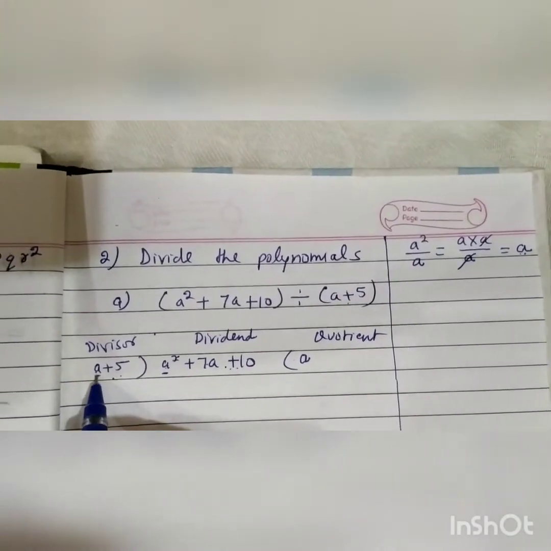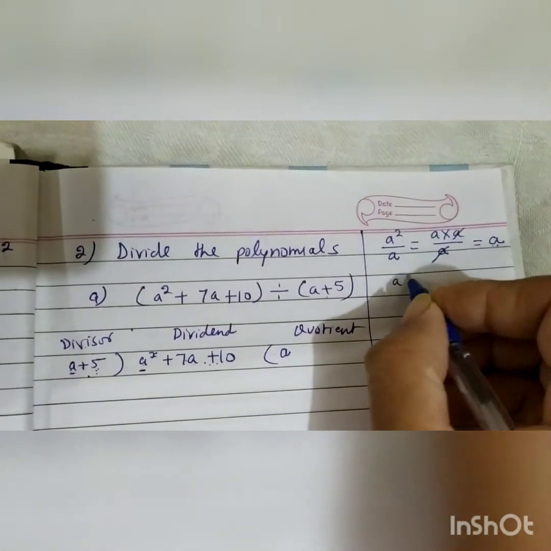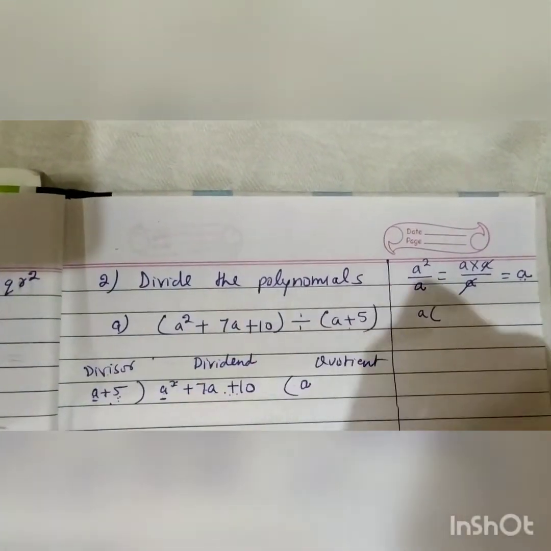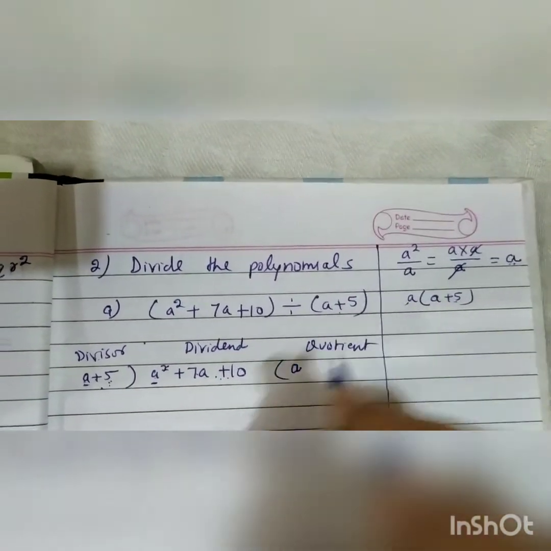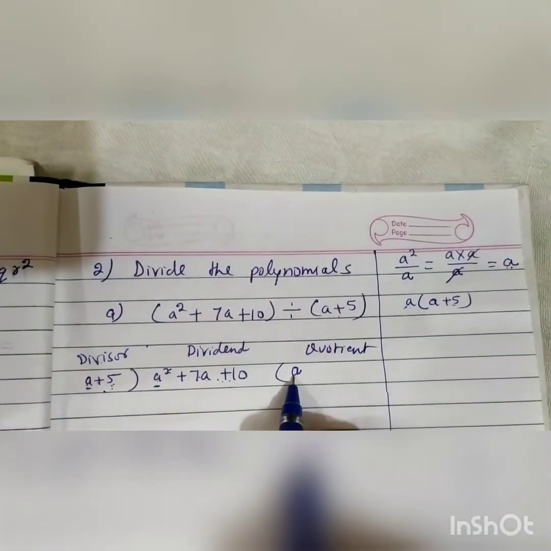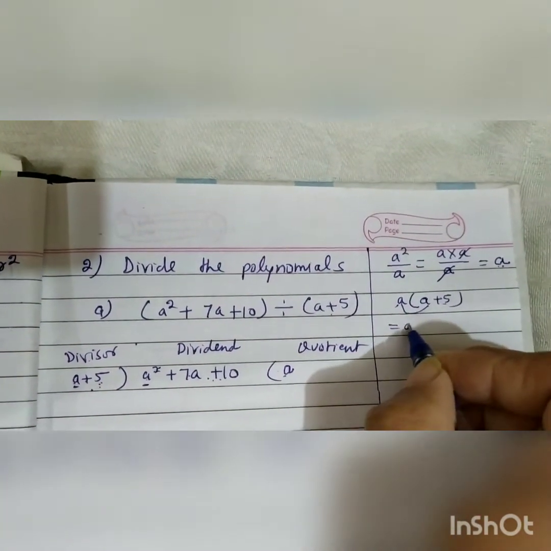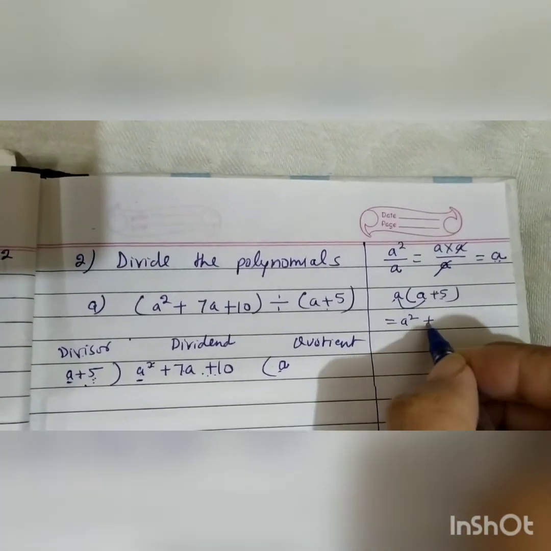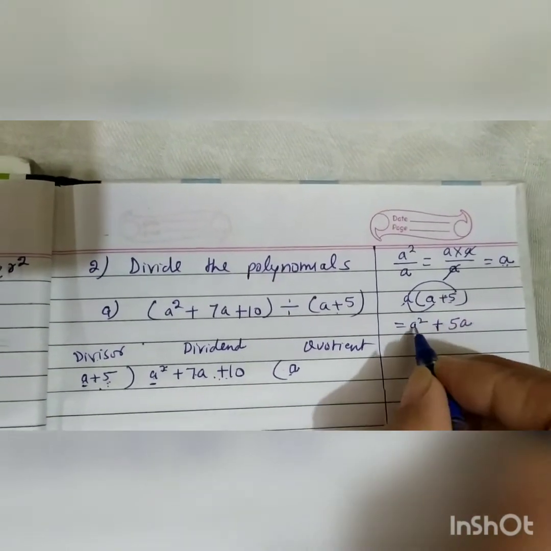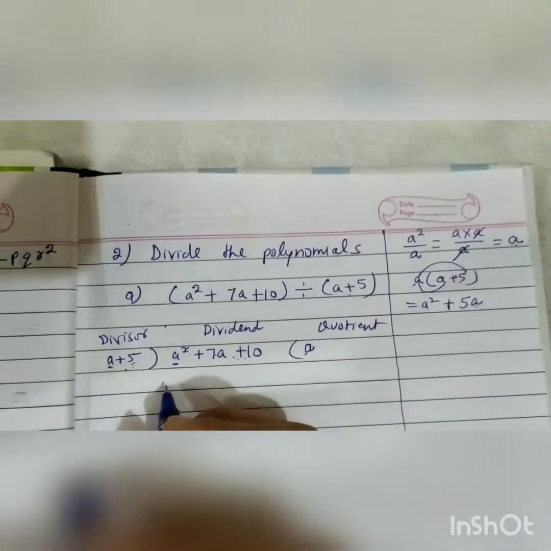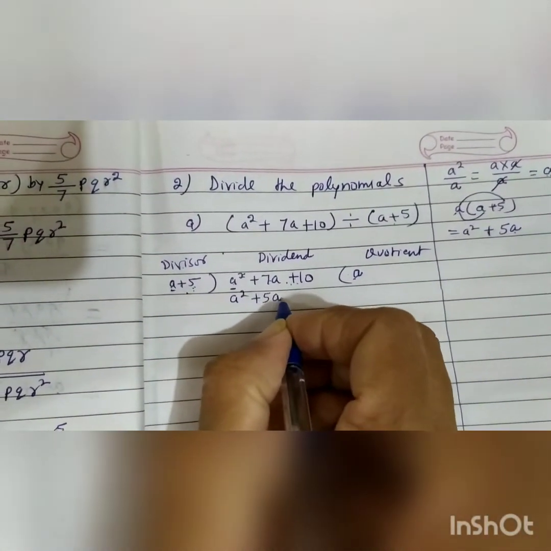Now multiply this divisor a plus 5 with this quotient a. We have to multiply this a plus 5 by this a. So a multiply a will be a square, plus a multiply by 5, it will be 5a. A square plus 5a. We will write this a square plus 5a here.